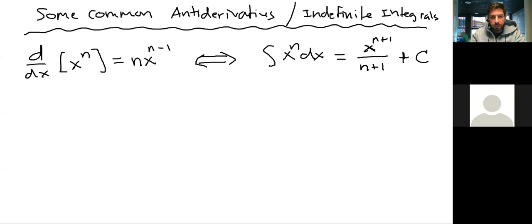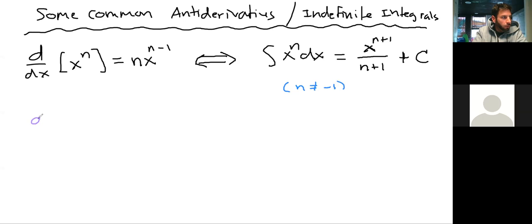Now, of course, this doesn't make any sense at all if n is -1. So let's remind ourselves here, n cannot be -1 because that formula wouldn't make sense. But it does make sense if we remember the following.